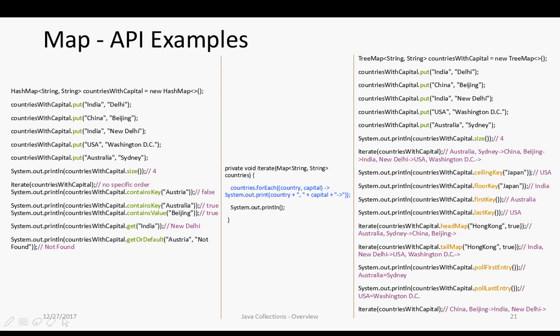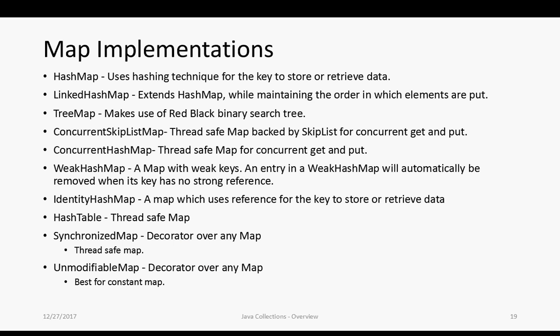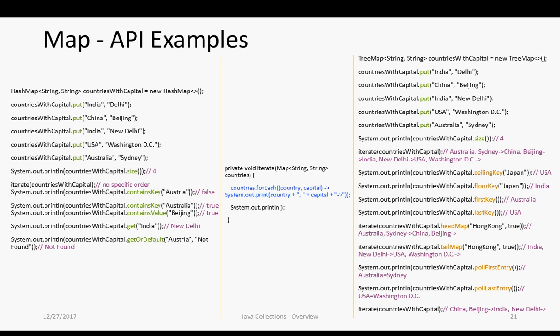Coming back to TreeMap, again I did the same thing and I got a value of 4 when I queried for the size. Now when I'm iterating, I am sure that I'm going to get it by the natural ordering because I haven't provided the comparator over here. So the natural comparing by the string, i.e. the key, starts with A and then reaches to Z. So Australia, the capital is Sydney. That's the first entry. Then China, the capital is Beijing, and then you have India, New Delhi, USA, Washington.